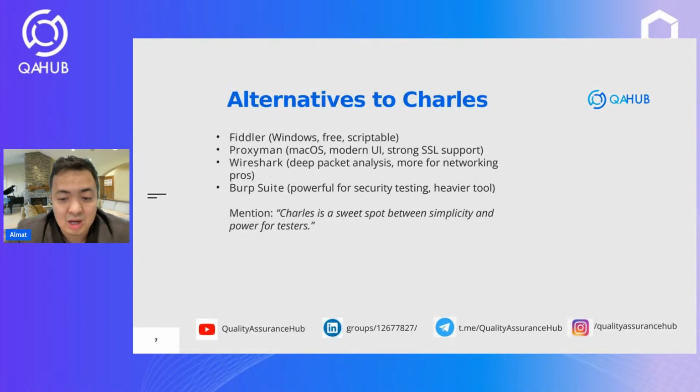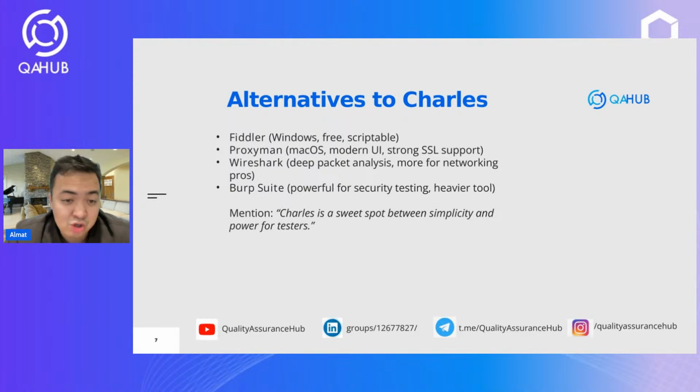So next, alternatives to Charles. Most of you are familiar with Fiddler. It's mostly free, very scriptable, and popular for Windows users. You could also be familiar with Proxyman, mostly for macOS users. It has a modern UI, strong SSL support, and so on and so on.